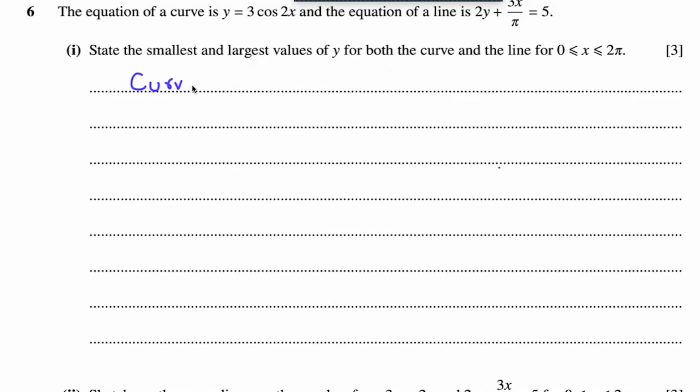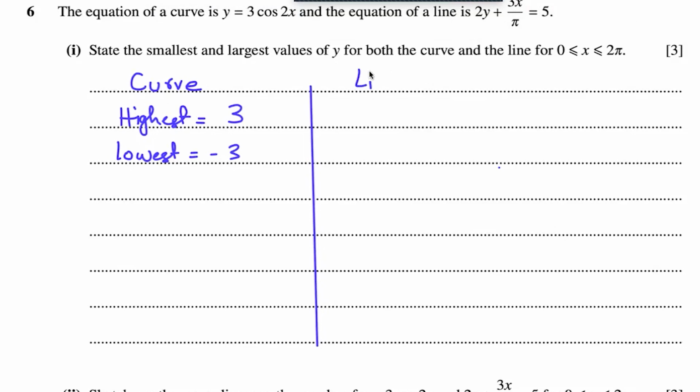So for the curve, we know that as it is y equals 3 cos 2x, the highest point would be 3 units above the x-axis. So the highest value of y would be 3, and the lowest value would be 3 units below the x-axis. So the lowest value would be minus 3.